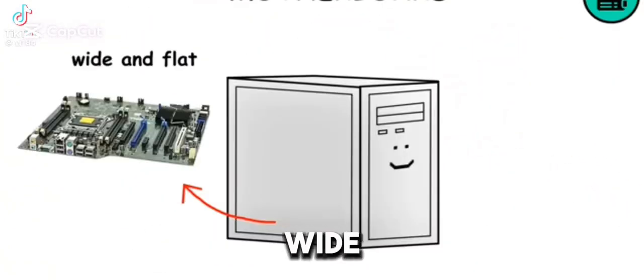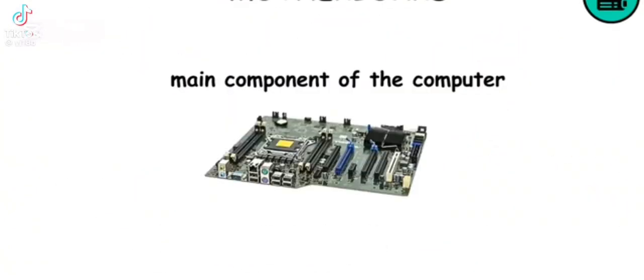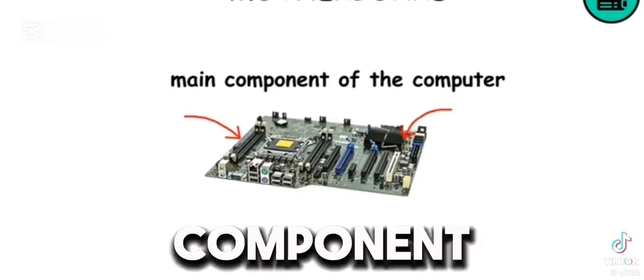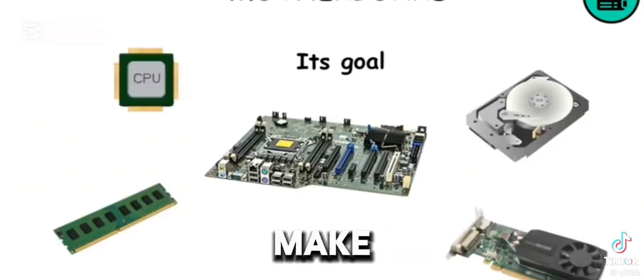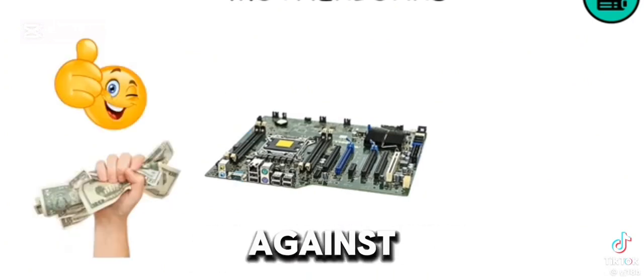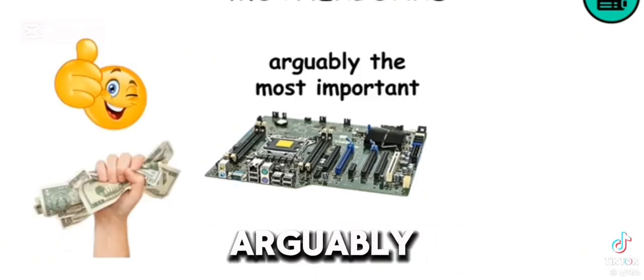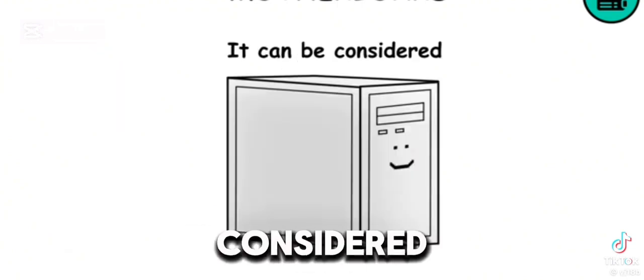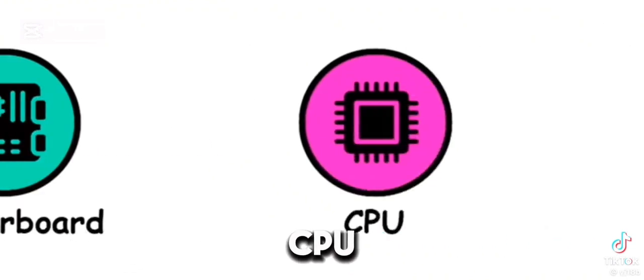The motherboard is a white and flat circuit board and is the main component of the computer where every other component gets connected. Its goal is to make the different parts of the computer communicate with each other. It's relatively cheap compared against other components, even though it's arguably the most important one, and can be considered the heart of the computer.